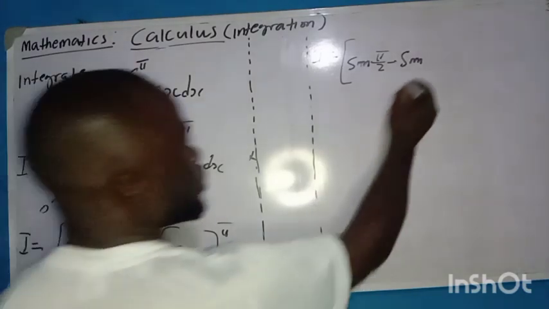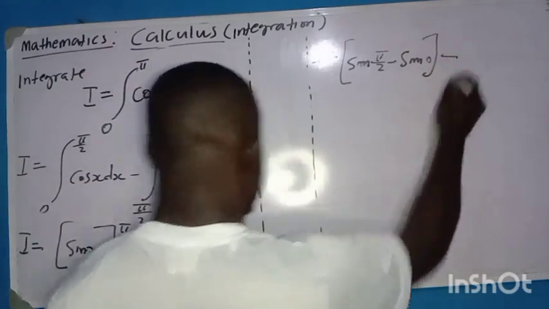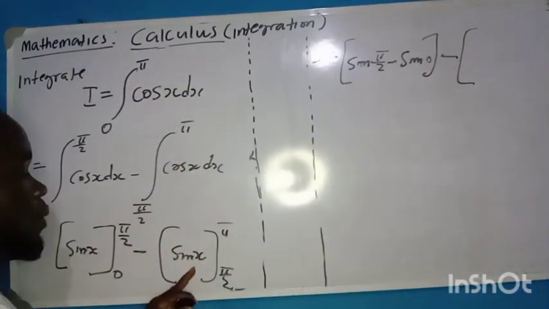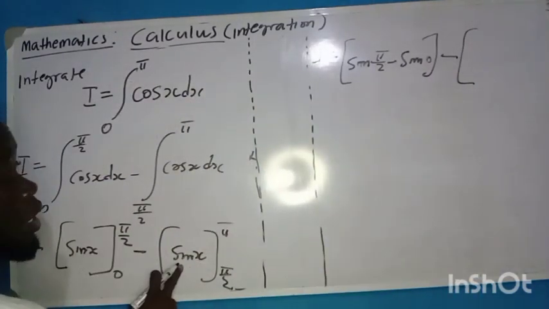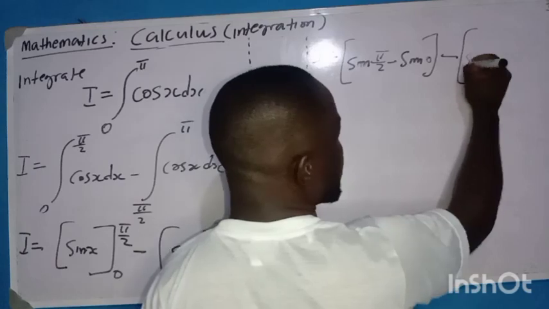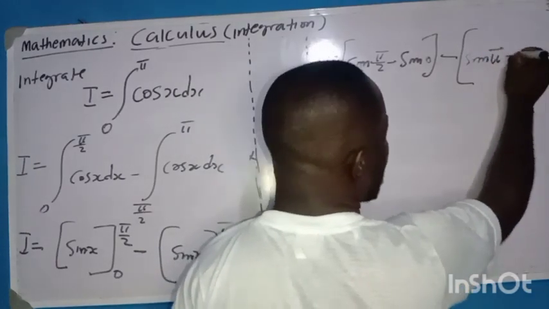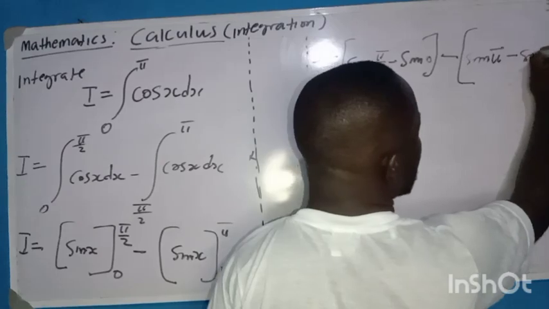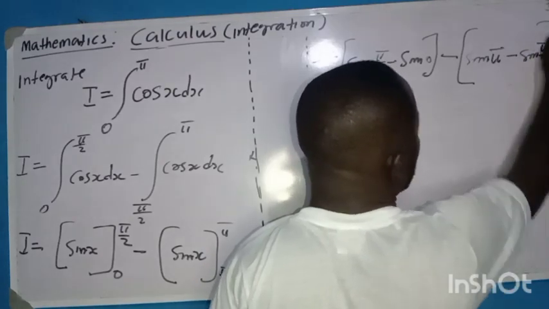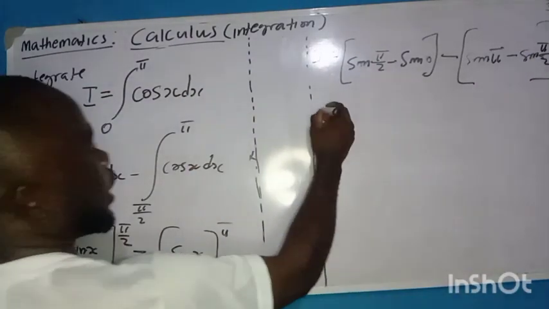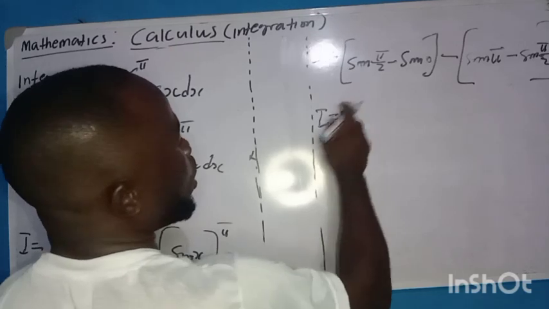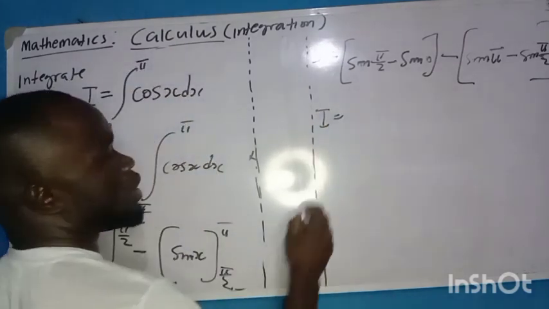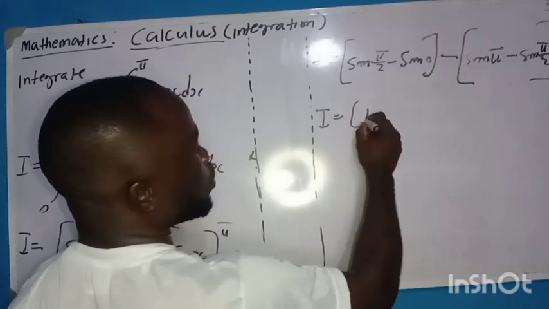and 0, minus this minus here of the bracket, we're coming down here to sine pi minus sine pi over 2. You close your bracket. Now recall that sine pi over 2 is going to give us 1.